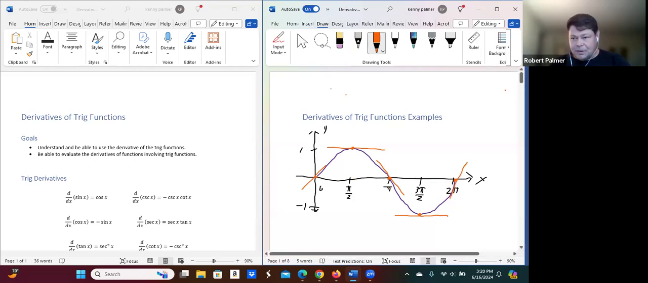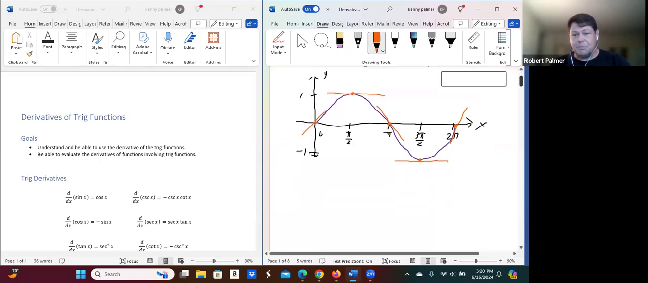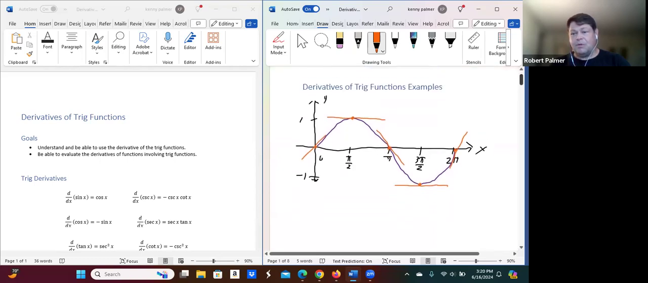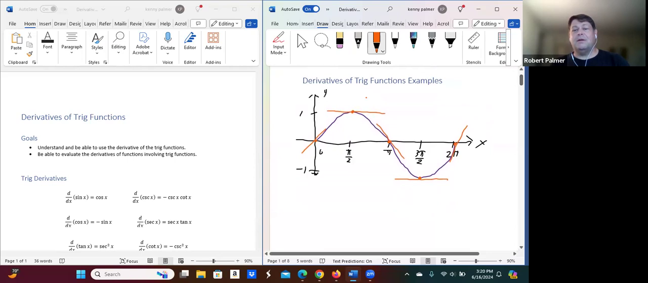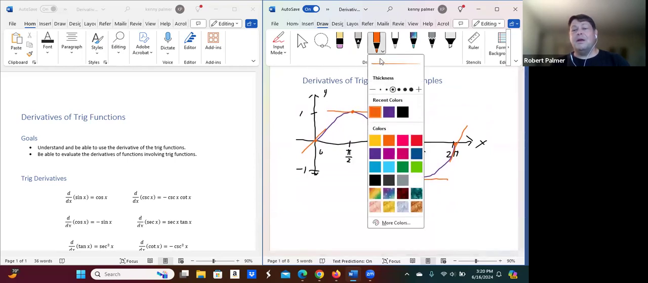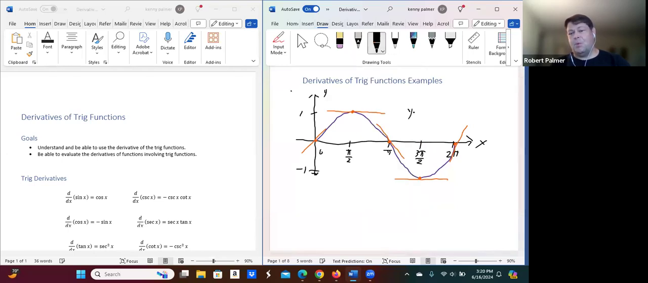So let's go down a minute, and let's use this to help us get an idea of what we think the derivative should be. So let's go back here. Let's go back to black for right now. So remember, this is y equals the sine of x.